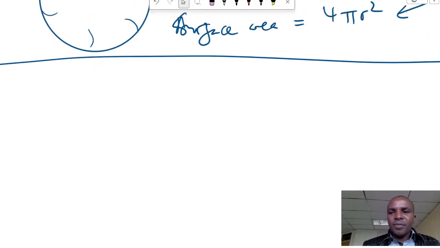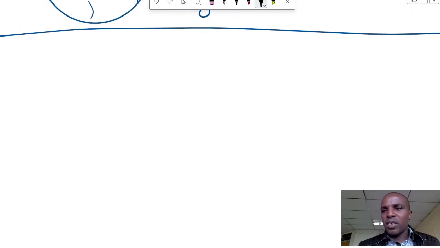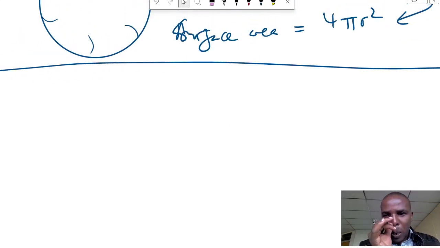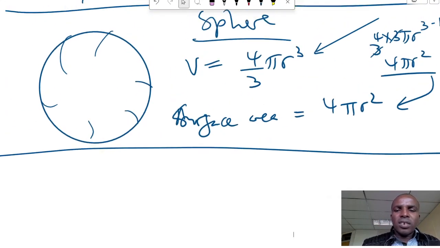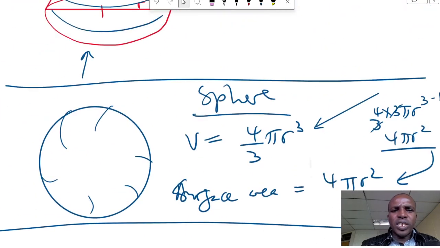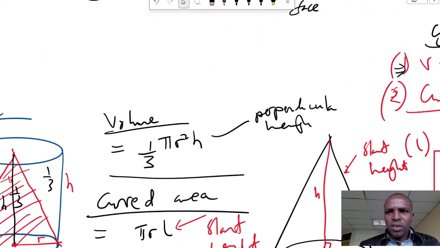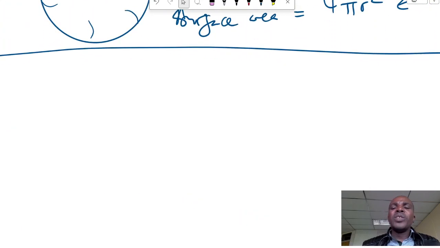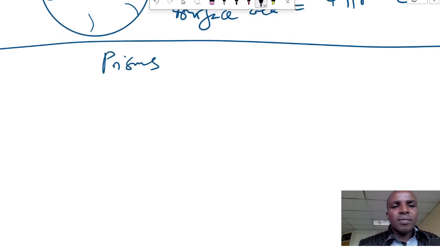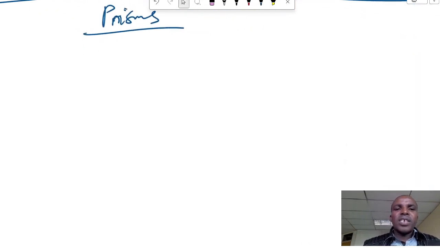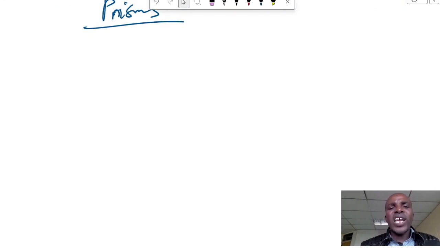Then next, yeah, we are done with these shapes, right? We're done with these parts. Now, the prisms. The prisms. It's a solid that can have a triangular face, a rectangular face, or it can be a trapezoid, a trapezium face. So it can be a prism like this one.